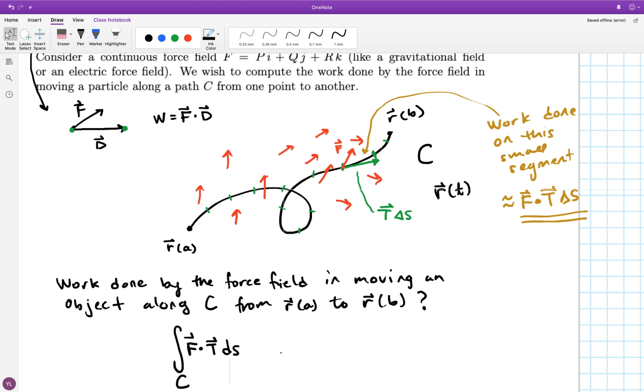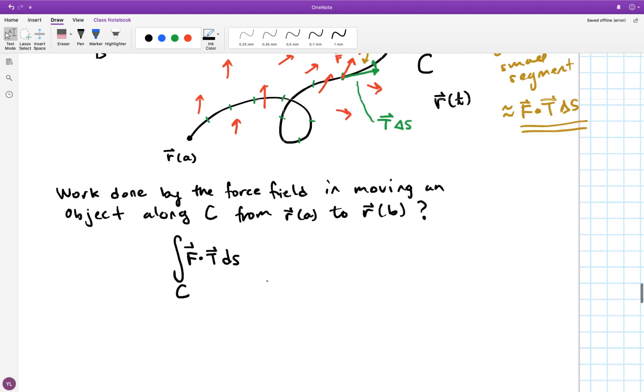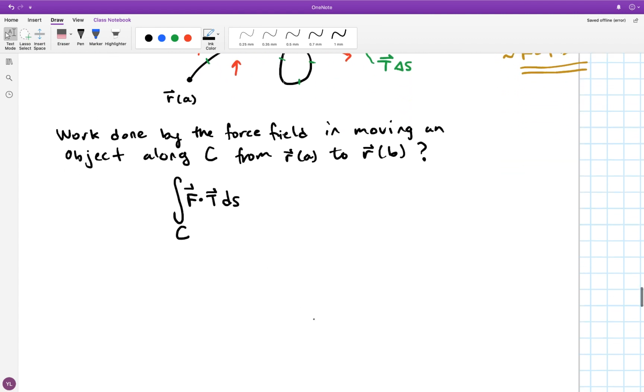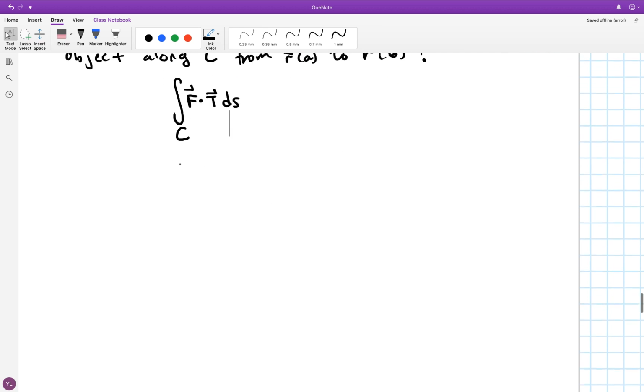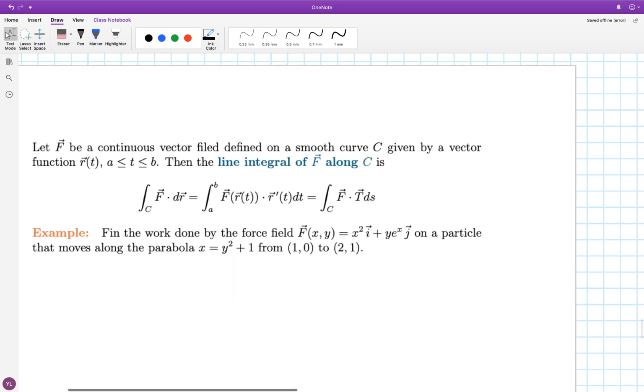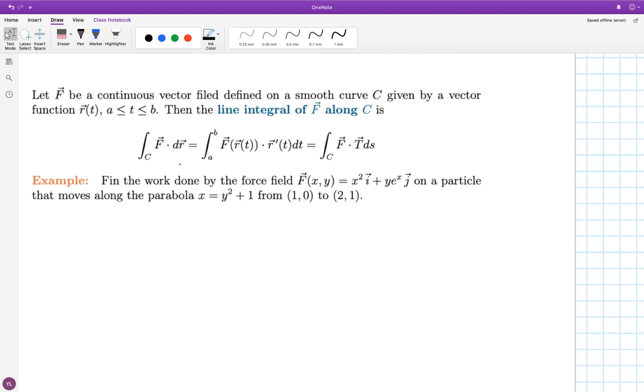Okay, again, if you're interested in the gory details, read the chapter. It's got all of the proper Riemann sum construction. But this is basically our new integral. Now, we're going to have a few different notations for this integral.